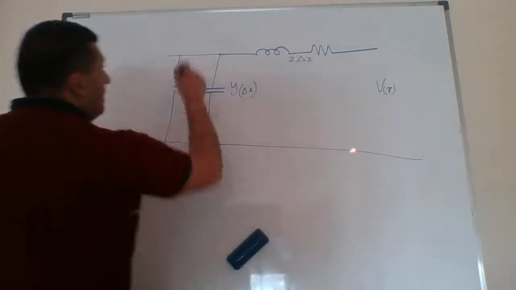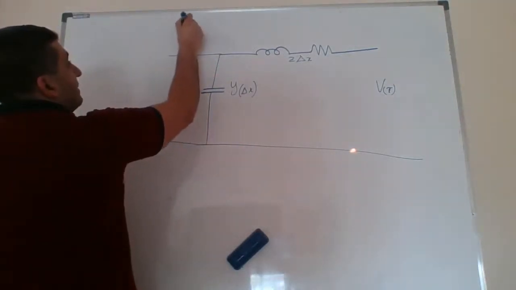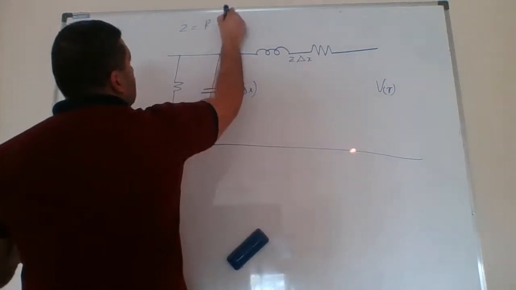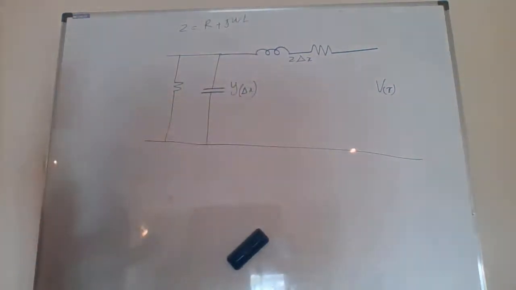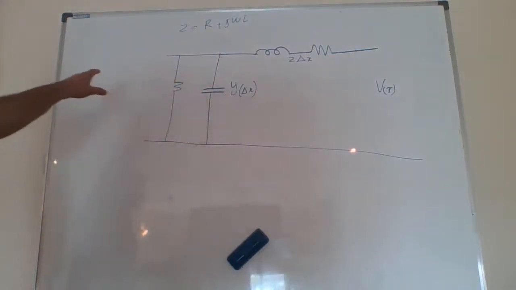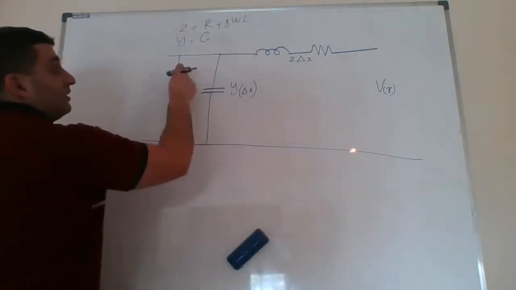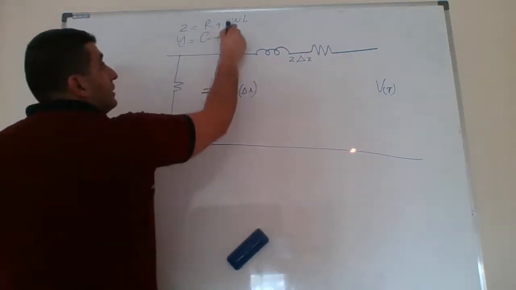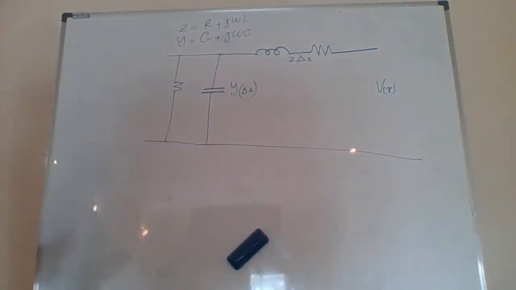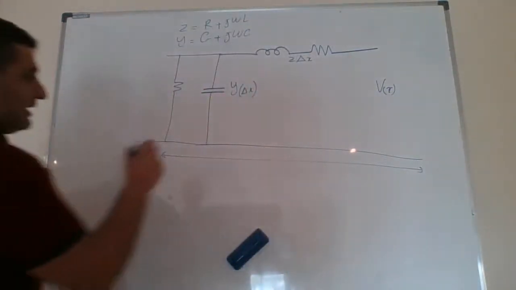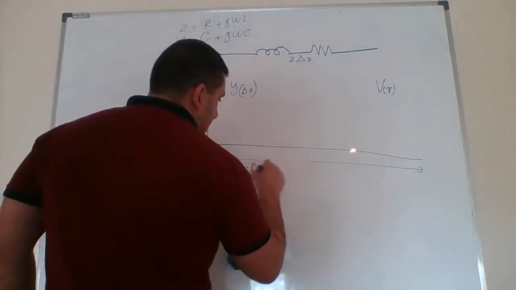Now I need to define Z to be equal to R plus j omega L. The Y will be equal to G, remember the conductance, plus j omega C. Remember, I'm using 1 over X C. This distance will be X plus delta X.